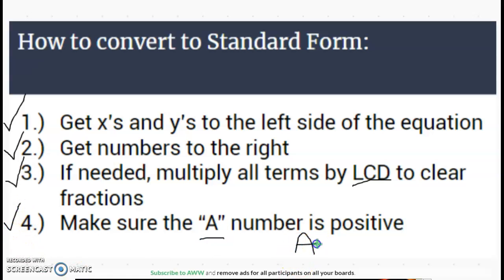So again, ax plus by equals c. A, b, and c are integers. They're not fractions, not decimals. And this a here needs to be positive.